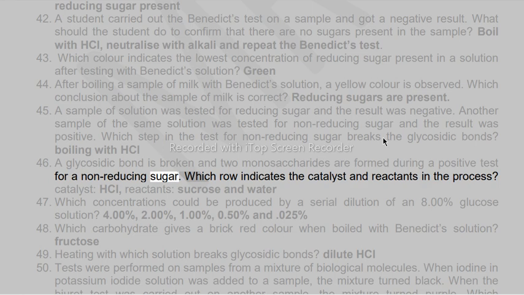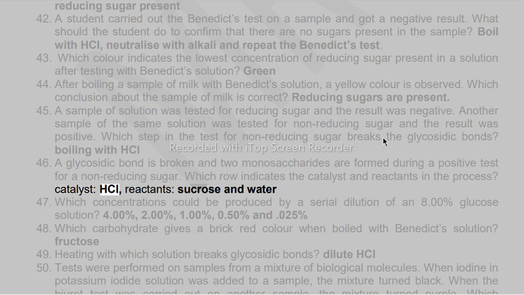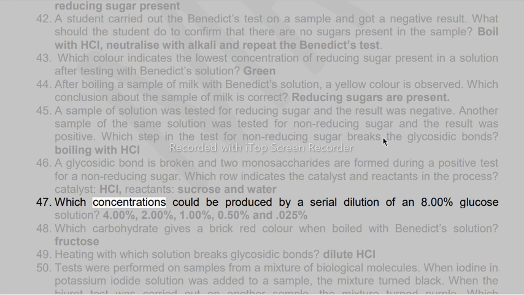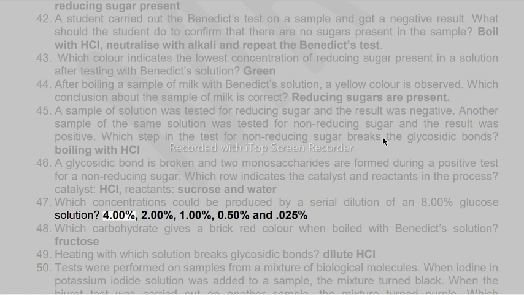46. A glycosidic bond is broken and two monosaccharides are formed during a positive test for a non-reducing sugar. Which row indicates the catalyst and reactants in the process? Catalyst, HCl; reactants, sucrose and water. 47. Which concentrations could be produced by a serial dilution of an 8% glucose solution? 4%, 2%, 1%, 0.5% and 0.025%.